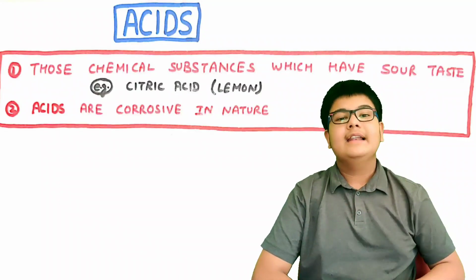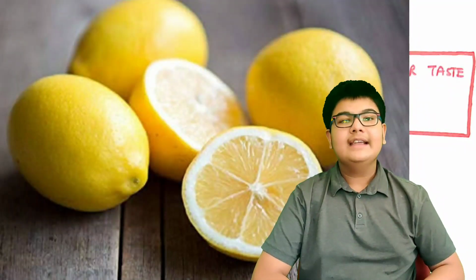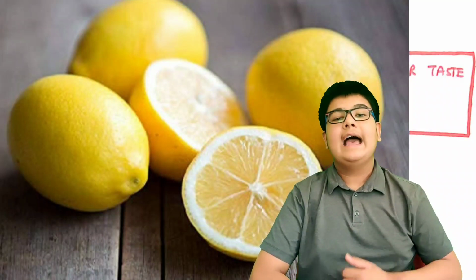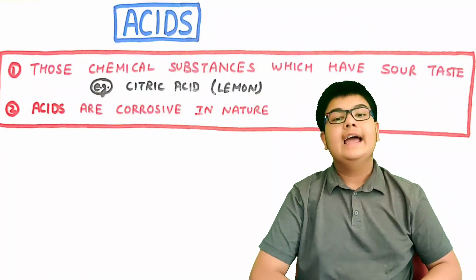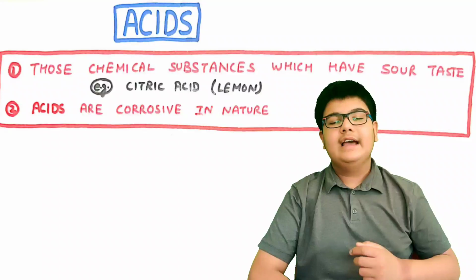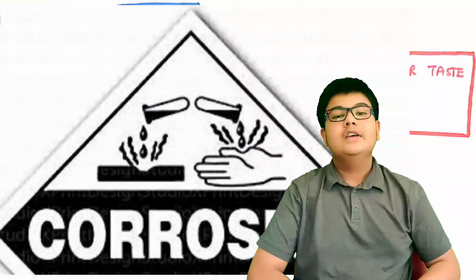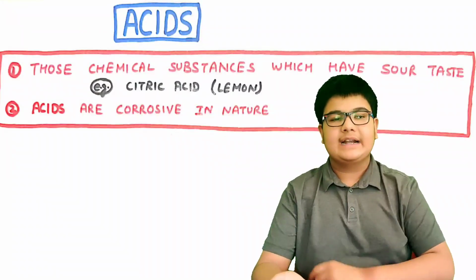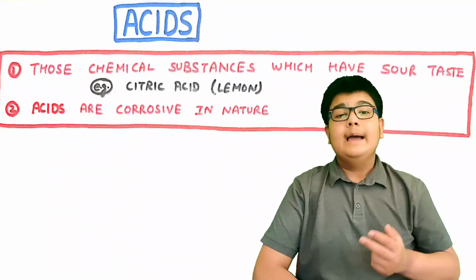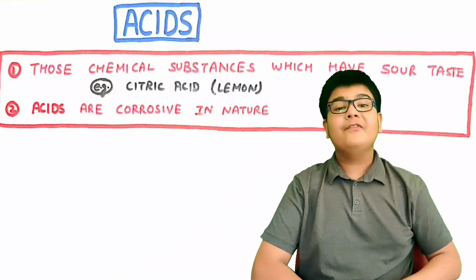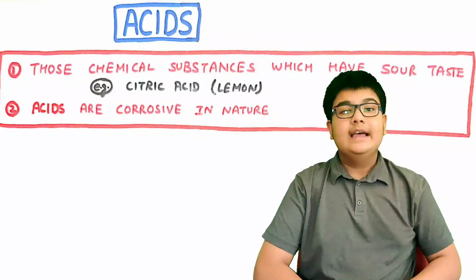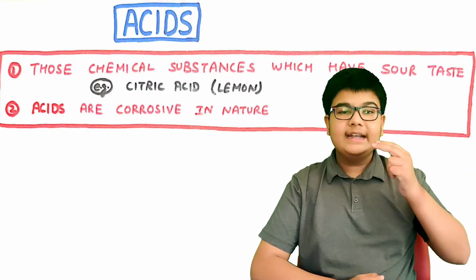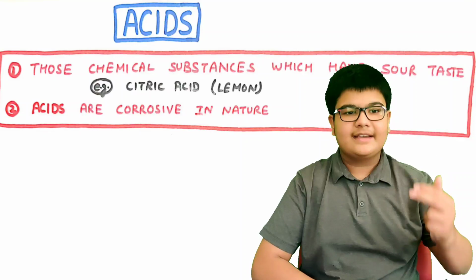For example, lemon. Have you ever tasted lemon? It is sour in taste as it contains citric acid. And we have also seen that acids are corrosive in nature. So acids cause severe burns on the skin if they come in contact with the skin. But this is a definition based on the physical properties of the acids. So now let us see how we can define acids chemically.